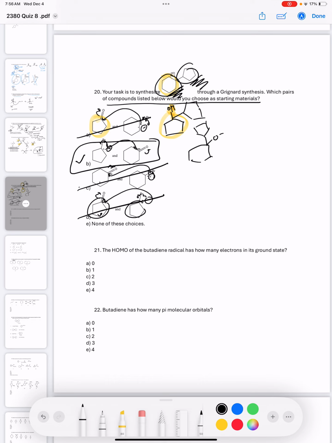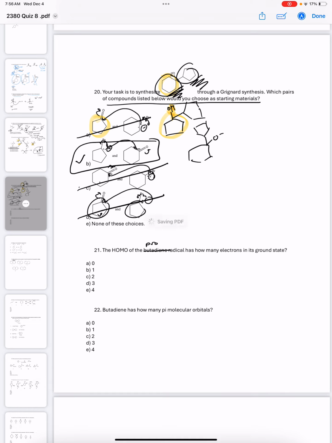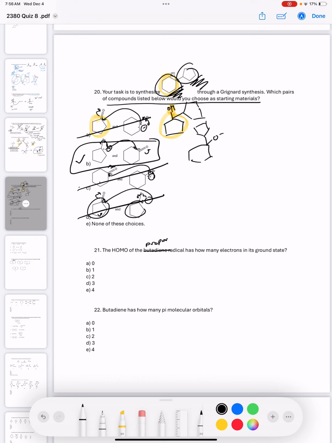Okay, next question. The HOMO of the butadiene radical has how many electrons? This should have been, I think, the propene, because butadiene radical, it could have been anywhere, and there's only one double bond, so that is wrong. I said that wrong. Or actually, more accurately, it probably should be of the allyl radical. So for questions like this on your test, I'll make sure that that's not worded wrongly. But so the allyl radical has how many electrons in its ground state?